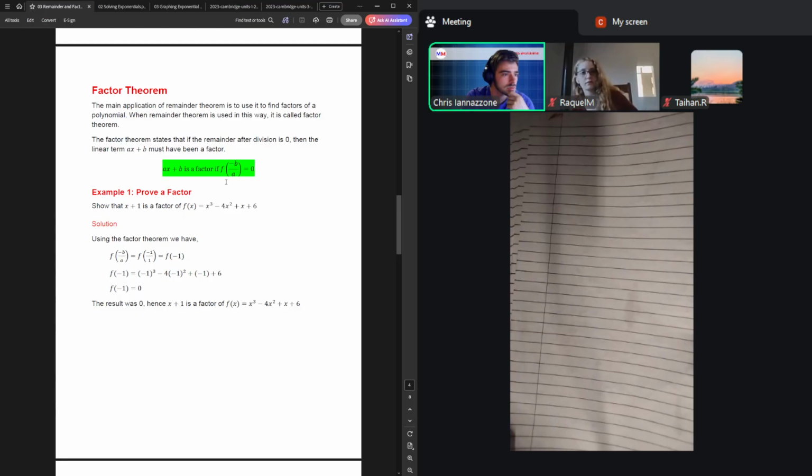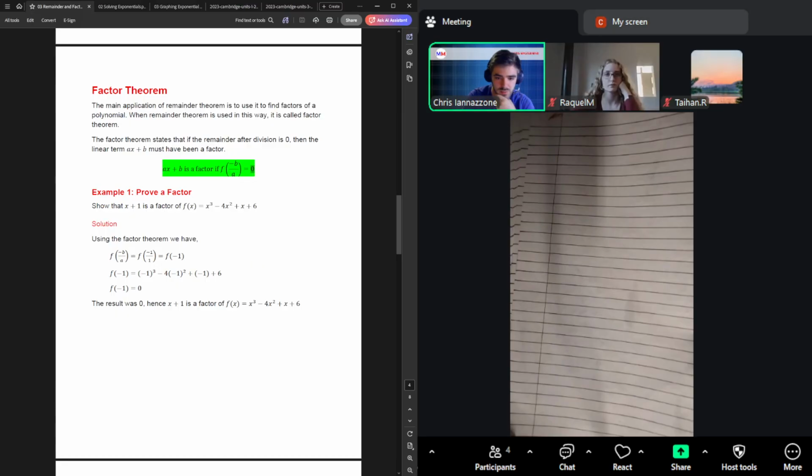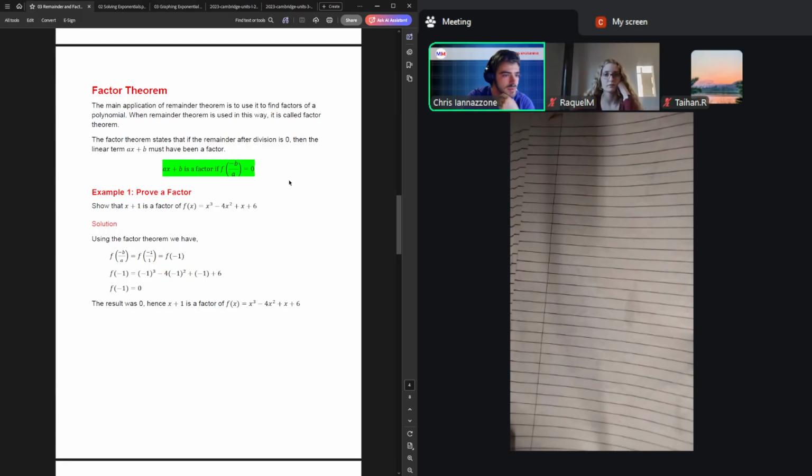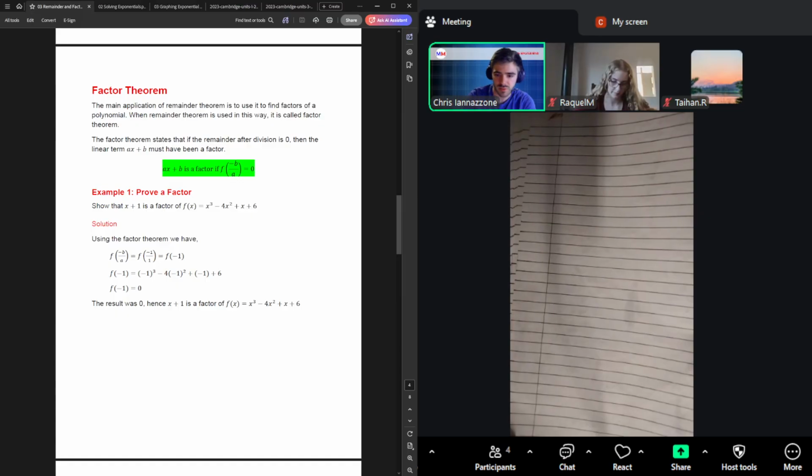The more applicable, or the more likely case in a SAC, for instance, would be the factor theorem, which is just a special case of the remainder theorem. It's simply what you get when the remainder is 0. Remainder 0 proves a factor because by definition a factor is something that's perfectly divisible into the term that you're dividing.